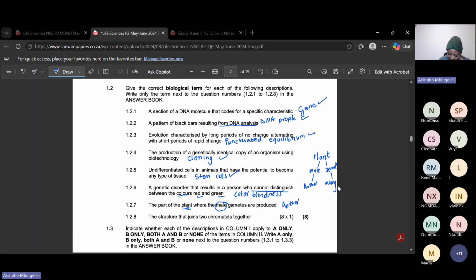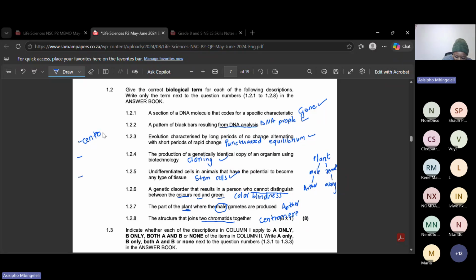Okay, then the structure that joins 2 chromatids together, that is the centromere. And remember, there are these words that confuse us in the exam because they sound the same and look the same. So centromere, centrosome, and centriole. They mustn't confuse us.